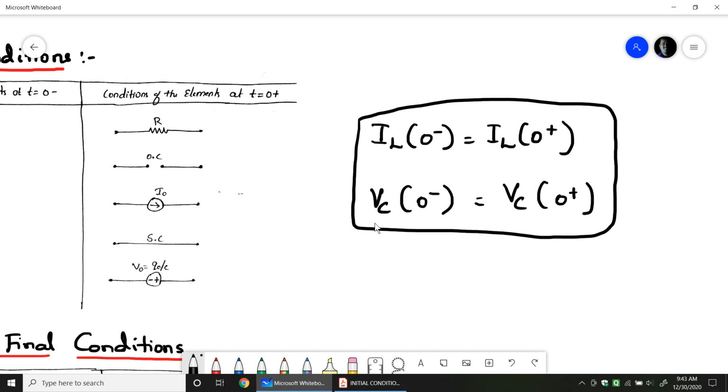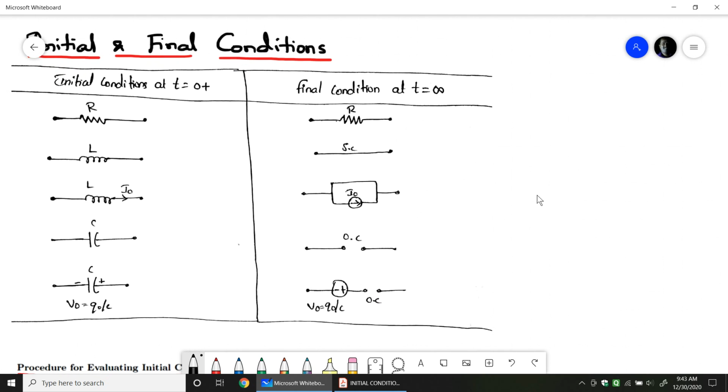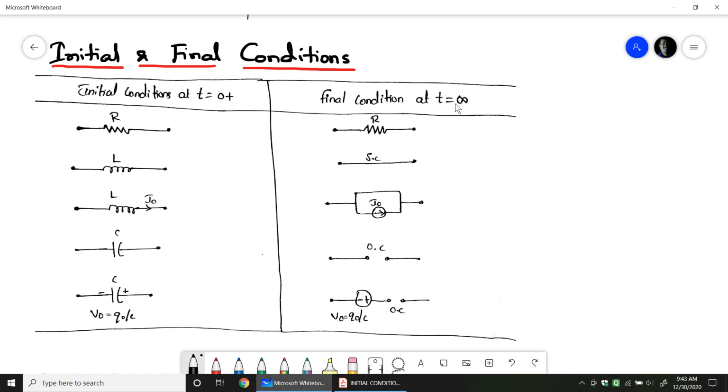Now we have another table which I need to discuss with you. What happens at t equals infinity? We saw at t equals 0 plus how the circuit elements change. Now we'll see how they behave at t equals infinity. The resistor remains as a resistor; the only component which doesn't change its behavior is the resistor, throughout at any time. Now the inductor at t equals infinity, what happens? It behaves as a short circuit.